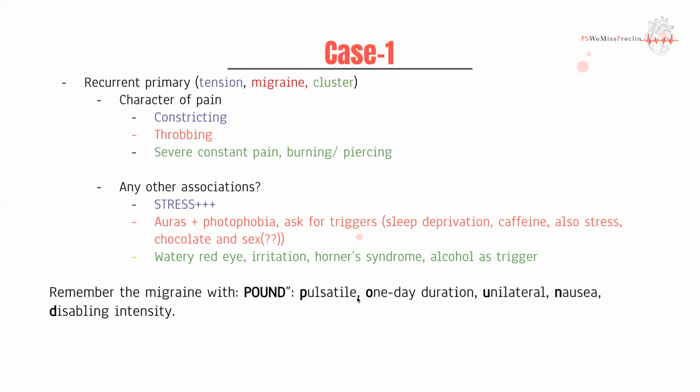A good one, because it's the one that you're going to be seeing the most of, is a migraine. It's good to remember a good acronym: migraine present with pounding headaches. So P for pulsatile, 1-day duration, unilateral, often with nausea, and quite debilitating.